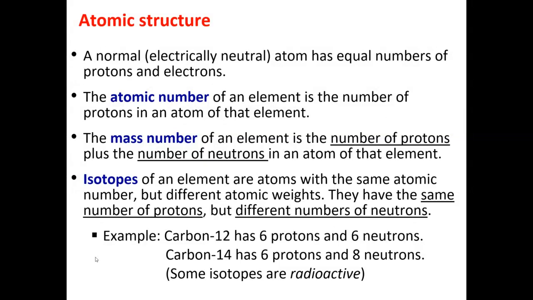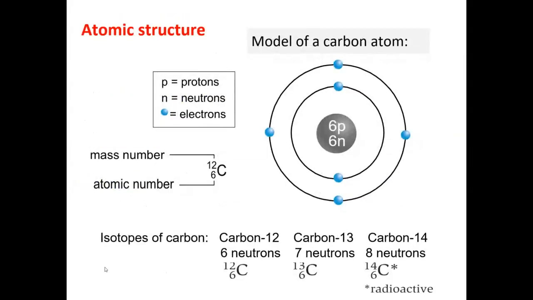So we saw that in hydrogen, there's just 1 proton and no neutrons, just one proton and one electron. So the mass number is the same as the atomic number in hydrogen. But in this, which is carbon, the atomic number is 6, it has 6 protons, but the mass number is 6 plus 6: 6 protons plus 6 neutrons.